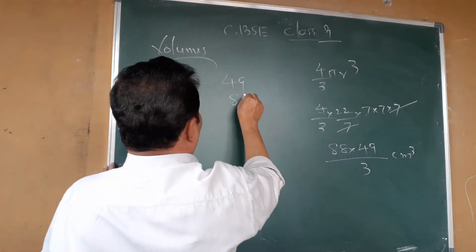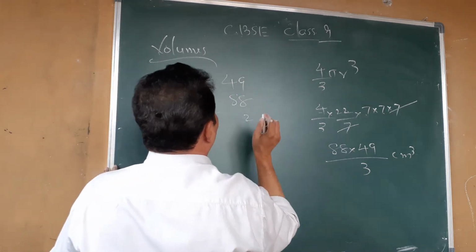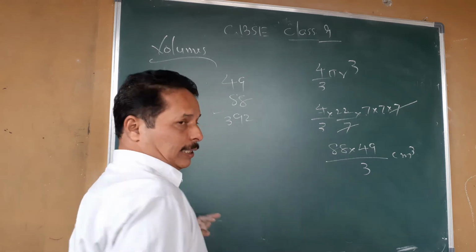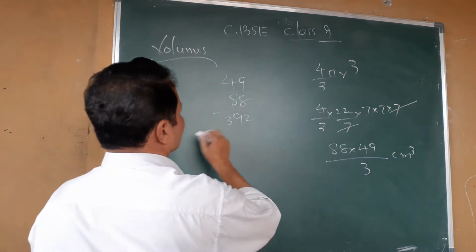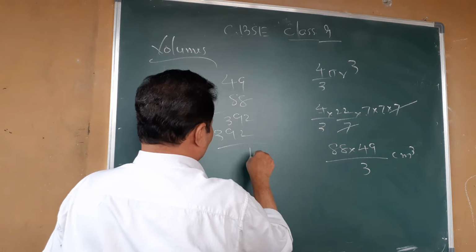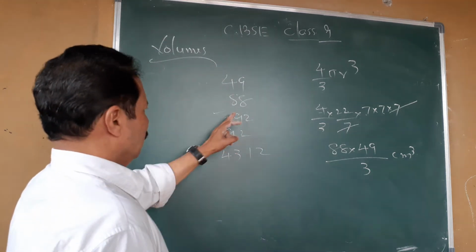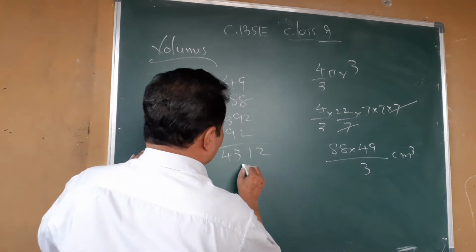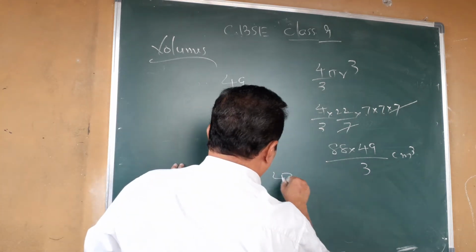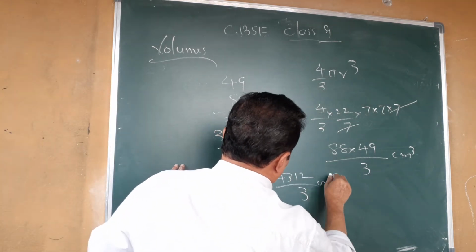88 into 49. Look here. Here also 392. Then divided by 3. So 4312 divided by 3 centimeter cube.